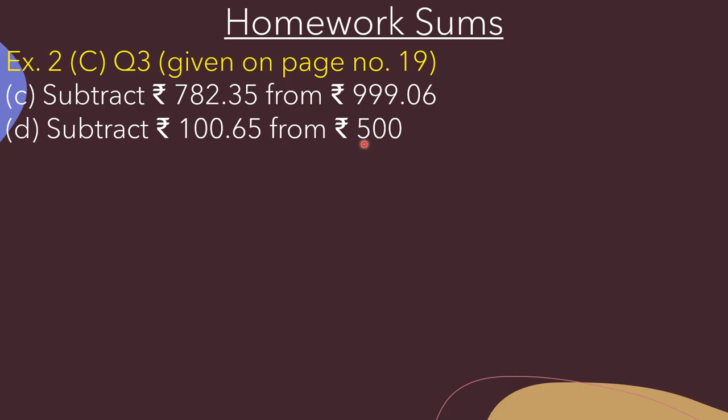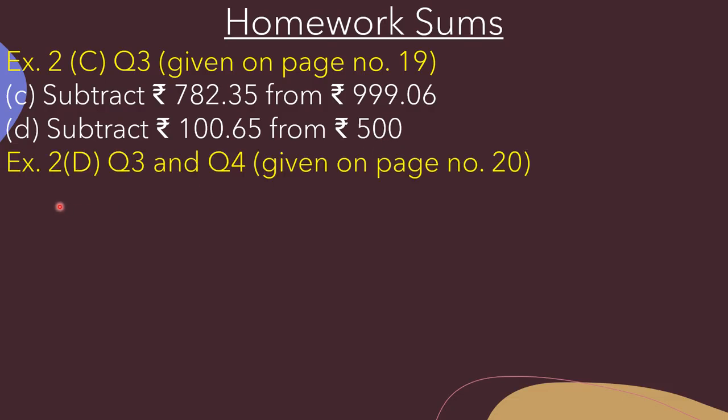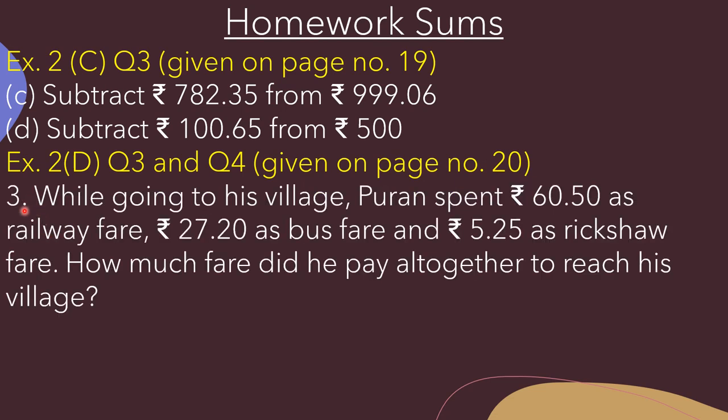So again you have to write the amount that is given after from. Now exercise 2D, question number 3 and question number 4, which is given on page number 20. In question number 3 it is given, while going to his village, Puran spent rupees 60.50 as a railway fare, rupees 27.20 as bus fare, and rupees 5.25 as rickshaw fare. How much fare did he pay altogether to reach his village? Okay? So you need to find out the total fare.